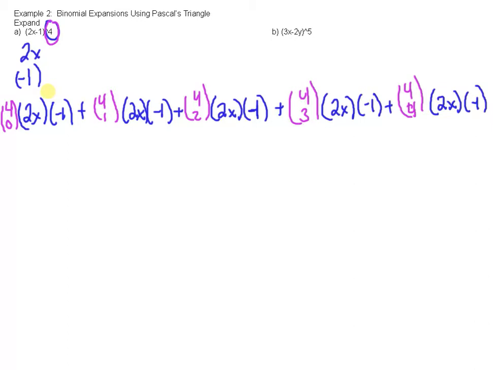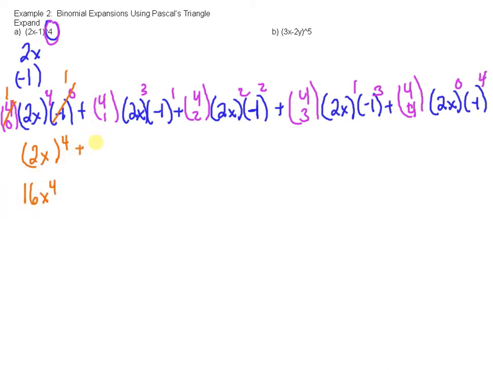So let's pattern 4, 3, 2, 1, 0, and then 4, 3, 2, 1, 0. Okay, now let's choose red, orange. Okay, let's simplify. 4 choose 0 is just 1. And that goes away to 1. So now we have 2x to the 4. So what is 2 to the exponent 4? This is actually 16x to the 4 with no brackets on it.